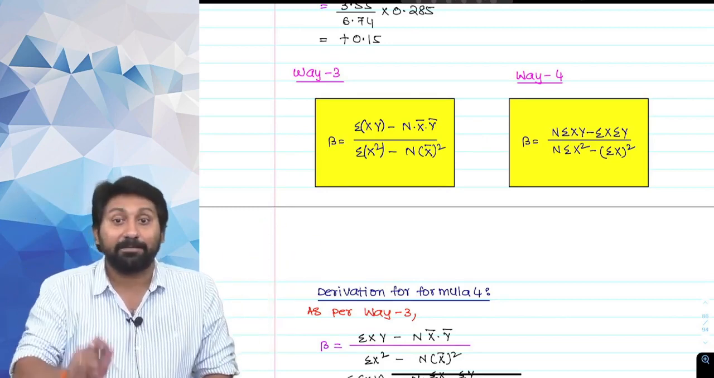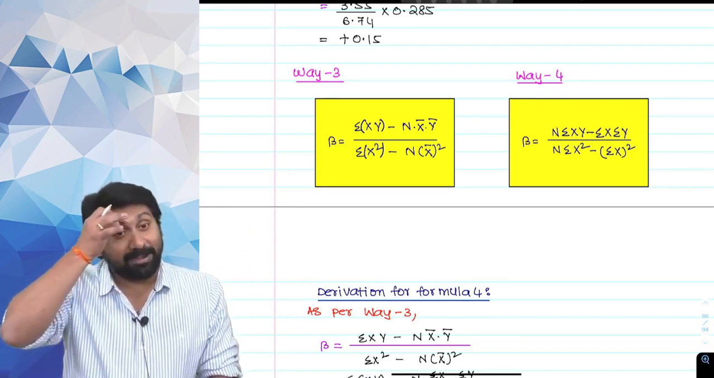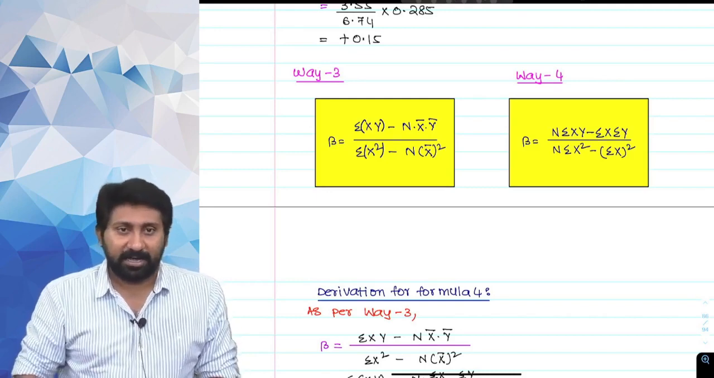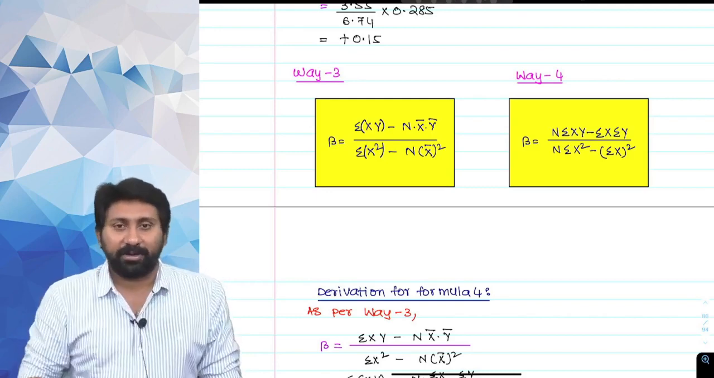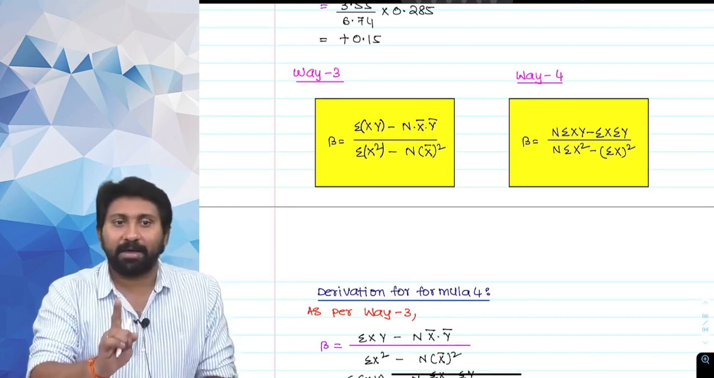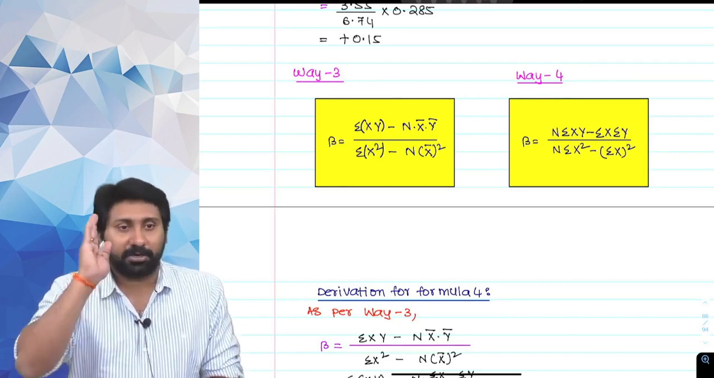In way number 4, mean will not be there. Again, x bar, y bar, you may forget what it is. So to avoid that chance, you select way number 4. It is easy, it's just totaling. Okay. But always remember, x represents the market, y represents the security.